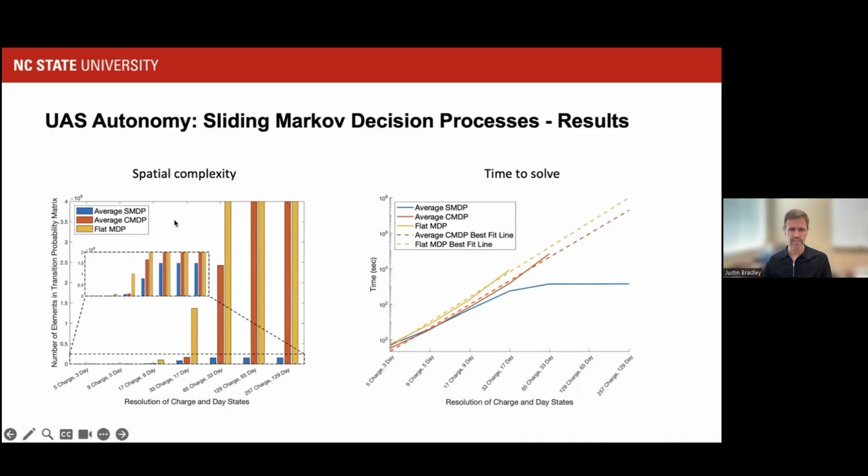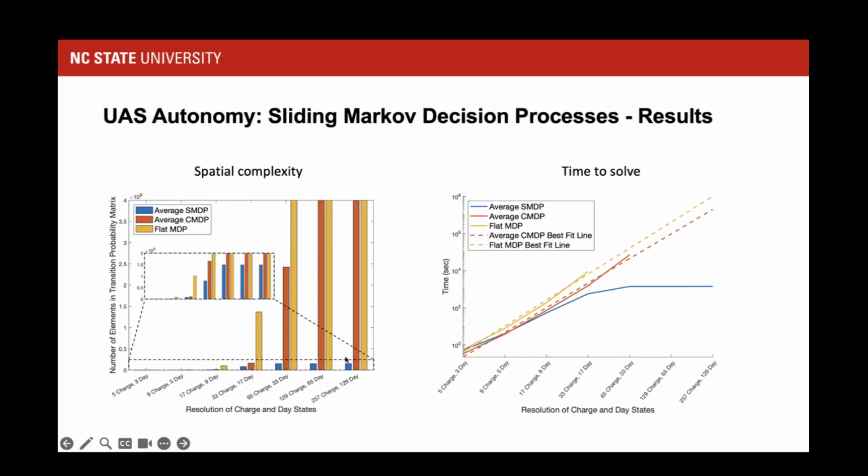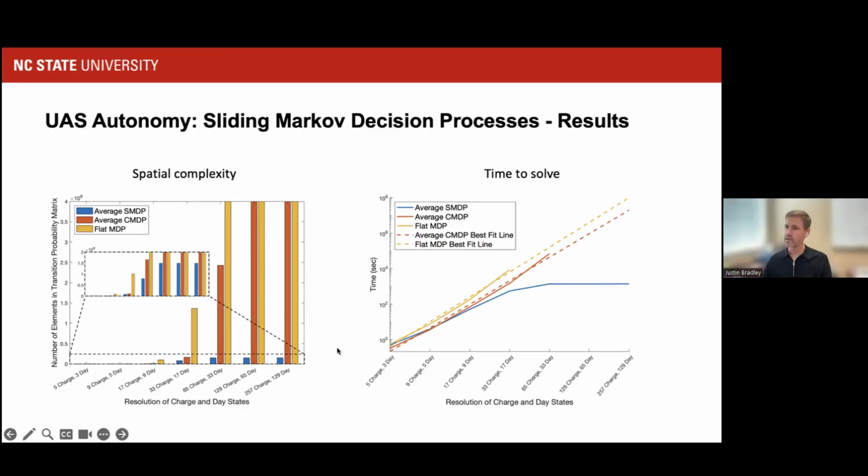So this is spatial complexity. How many states, how does the state space blow up or not blow up? And you can see that for both a regular flat MDP and a constant horizon MDP, the state space quickly blows up exponentially, as we would expect, while the sliding mode MDP, that's what I call these, the sliding mode MDP stays pretty low, below a nice threshold, based on the bounds of the resources that I have available in the computer.